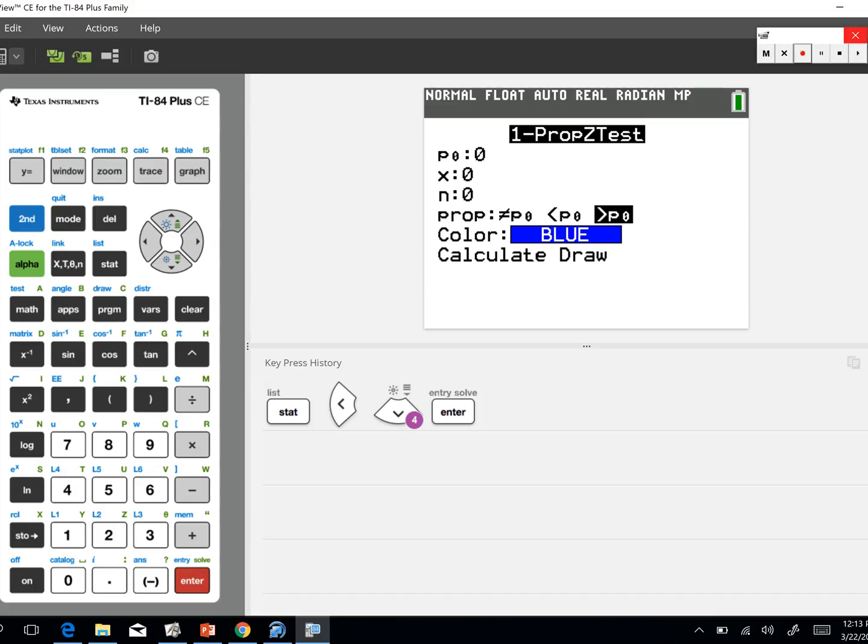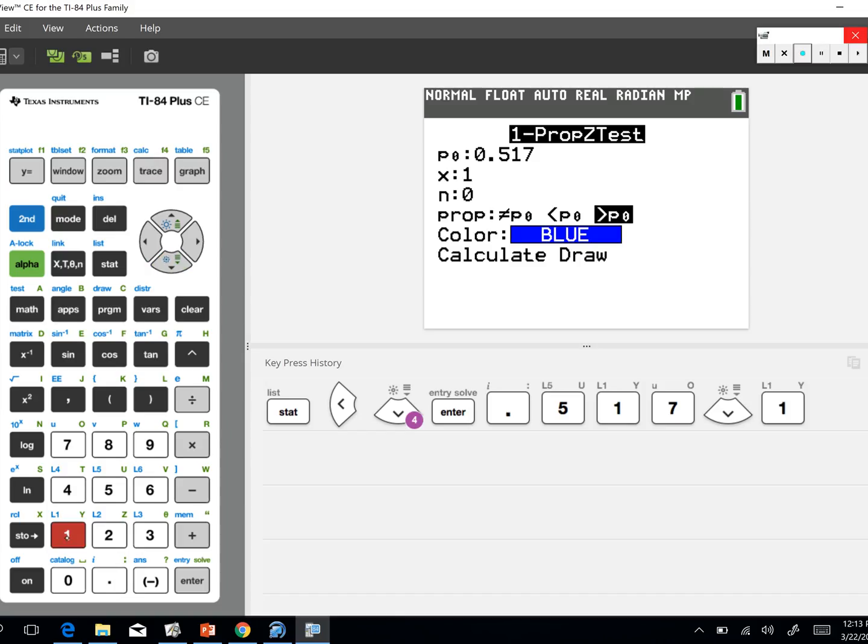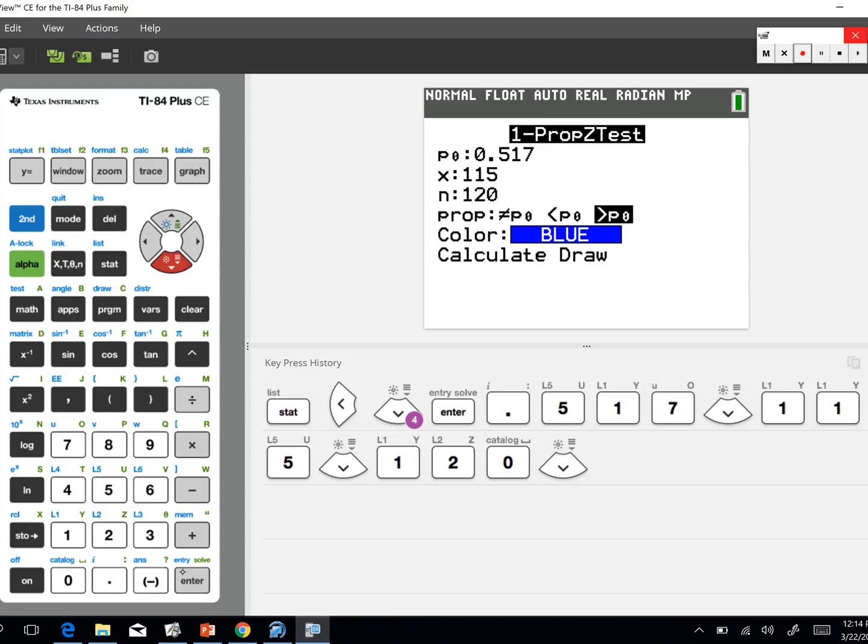So p sub 0, that's what you're hypothesizing your population proportion to be. So I'm just going to look at this for the very last example, 0.517. The x that you're putting in, that's how many successes you had in your sample, or how many items in your sample fulfill the characteristic that you're interested in. We are interested in homes being heated by natural gas. So in our sample, there were 115 of those. And then n is your sample size. And we had a two-tailed test.